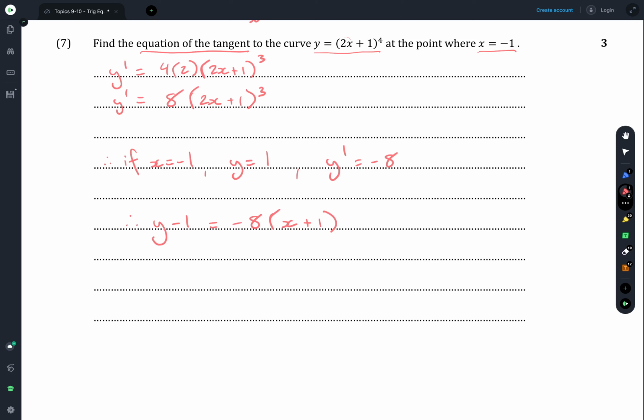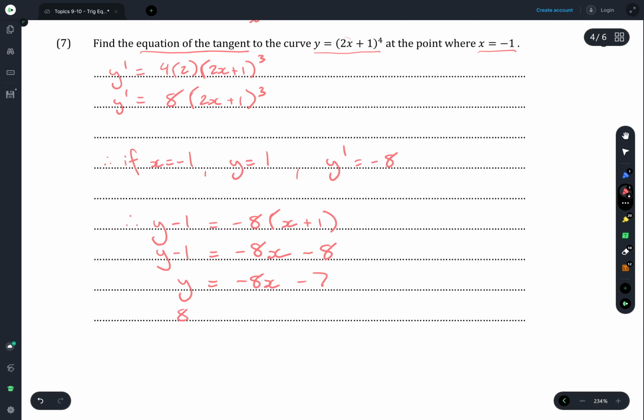And then technically you're done from here, but we might as well rearrange into gradient intercept form or general form, however it is really asked. So I've just done the expansion, and then I'll move the 1 over. So I have y equals negative 8x minus 7. Or by adding those over, we could also write this as 8x plus y plus 7 equals 0 if I wanted it in general form. Either way is going to be fine.